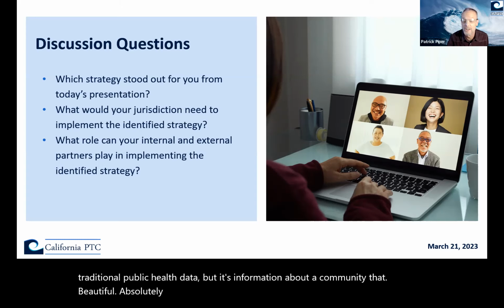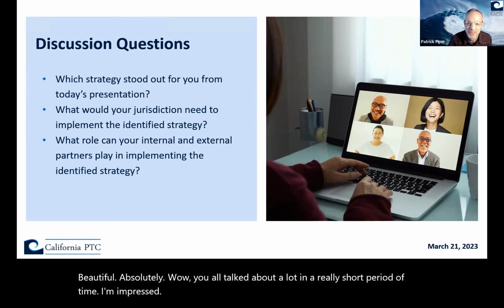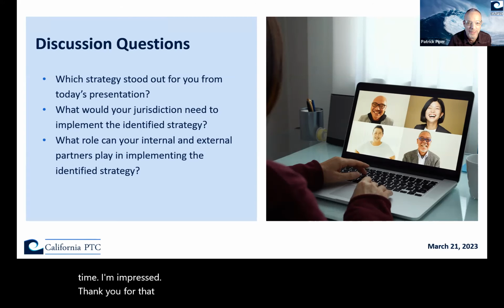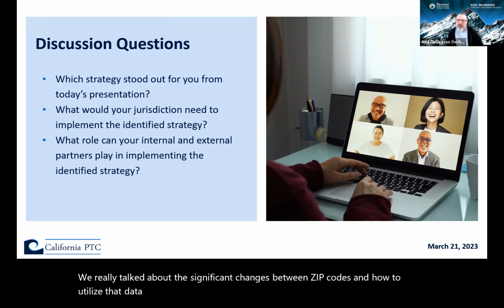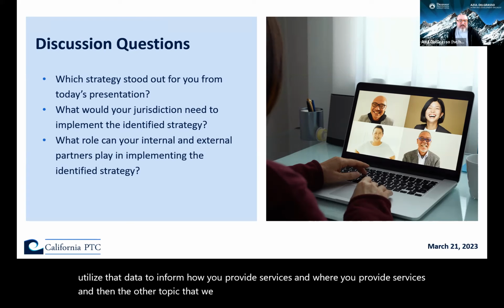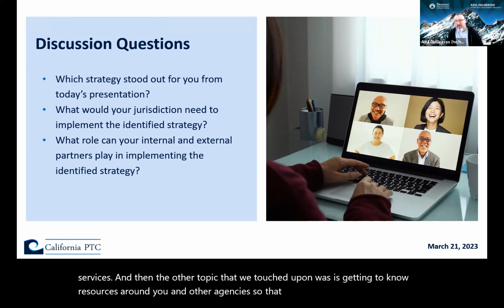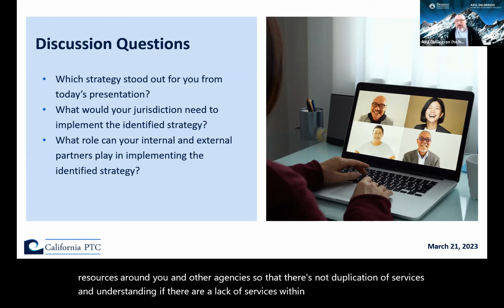Absolutely. Wow. You all talked about a lot in a really short period of time. I'm impressed. Thank you for that. We really talked about the significant changes between zip codes and how to utilize that data to inform how you provide services and where you provide services. And then the other topic that we touched upon is getting to know resources around you and other agencies so that there's not duplication of services, and understanding if there is a lack of services within zip codes where the data is pointing you.